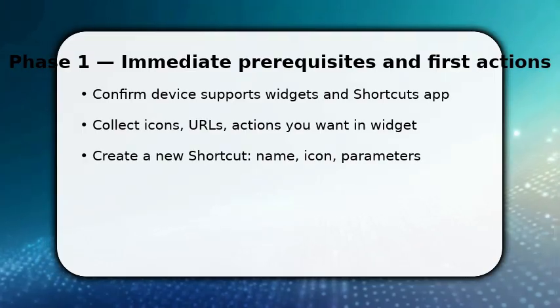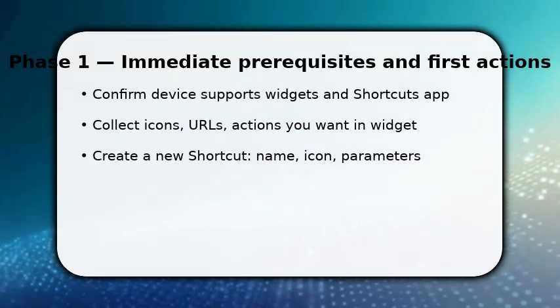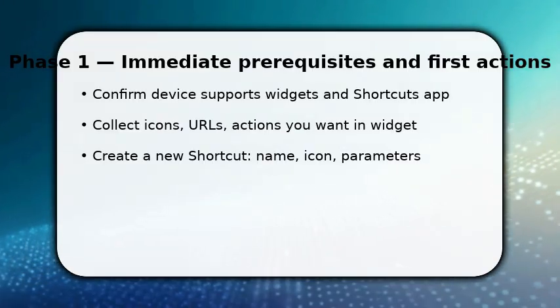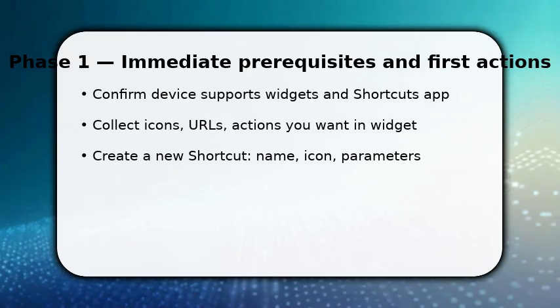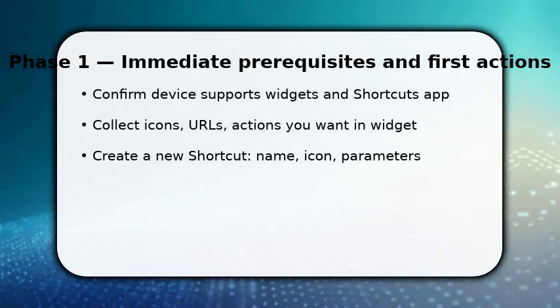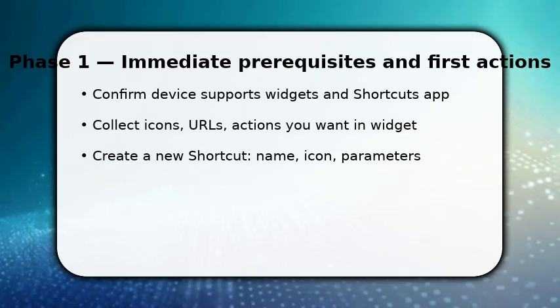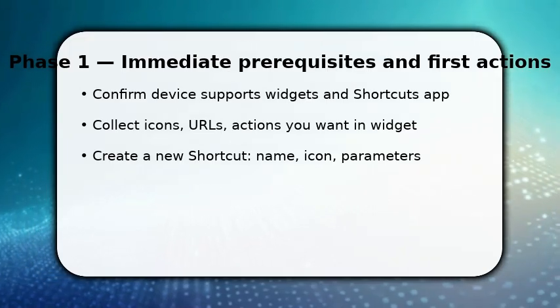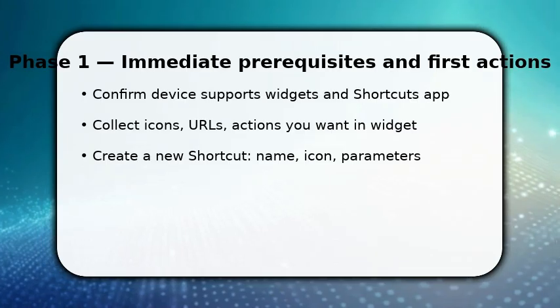You begin by opening Shortcuts and building a base action sequence. Do this now rather than stalling on settings. Add the core actions: open app, run URL, set variable, and name the shortcut for clarity. Once created, test it from Shortcuts so you know it works.